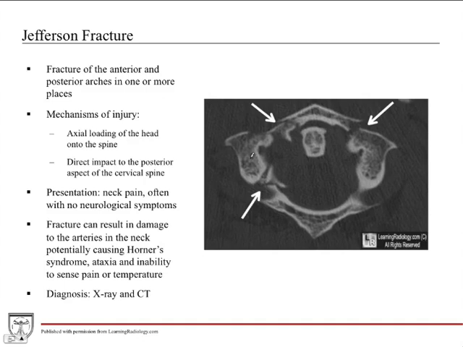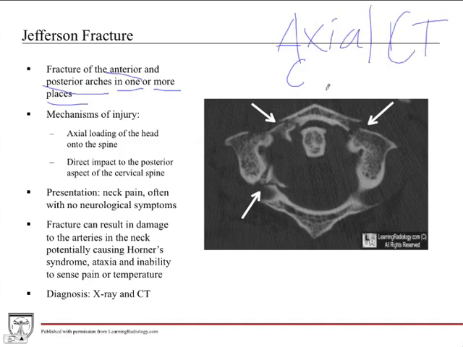Now, let's talk about a clinical correlate here. Jefferson fracture. So what is a Jefferson fracture? It's a fracture of the anterior and posterior arches in at least one or more places. So here's an axial view of the C1. This is an axial CT scan of C1. Okay. Mechanisms of injury. Axial loading of the head on the spine, and these can be very serious. For obvious reasons, they can damage the spinal cord.